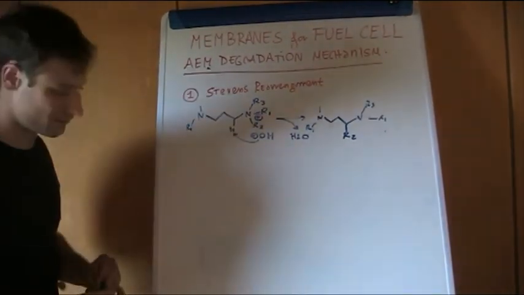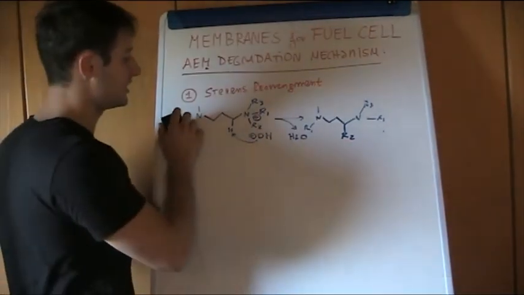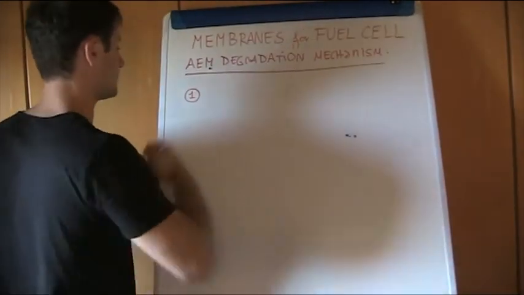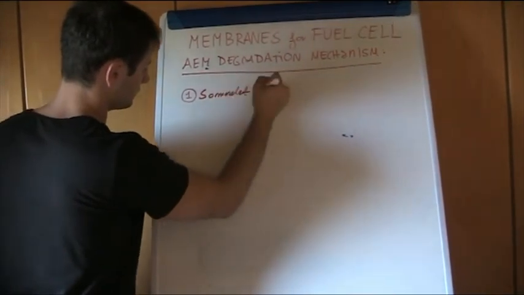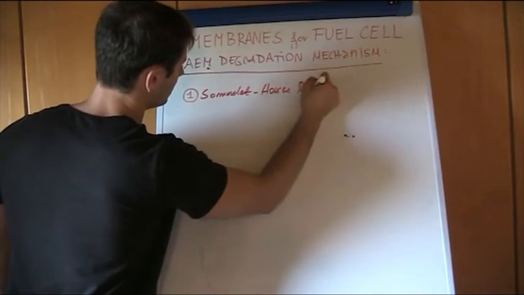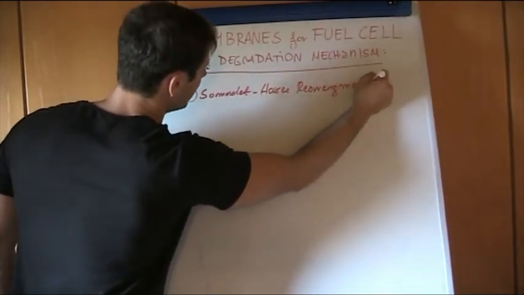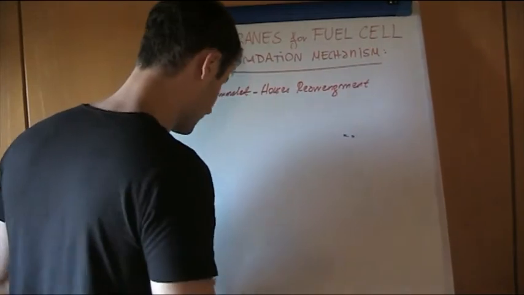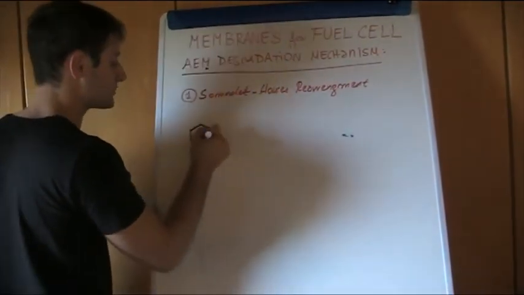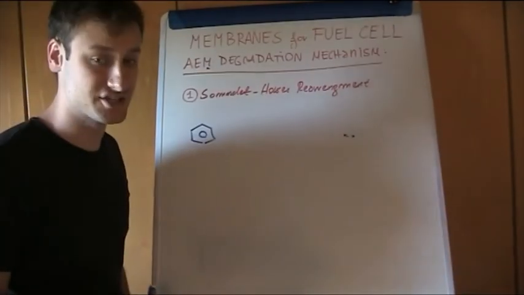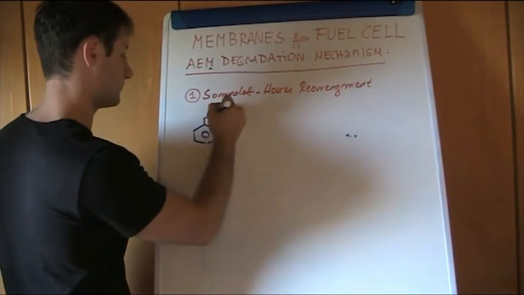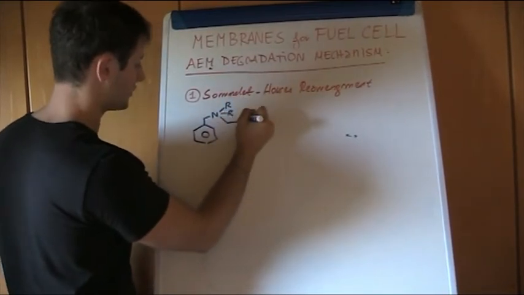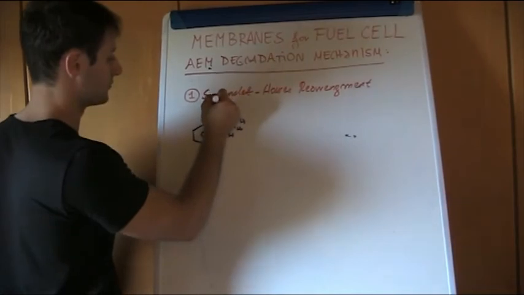A quite similar type of degradation process is the Sommelet-Hauser rearrangement. This type of rearrangement is a true shift rearrangement, in which we are involving different types of membrane in which an aromatic ring is present. So we have, for instance, our cationic function here, with the corresponding methylene group.